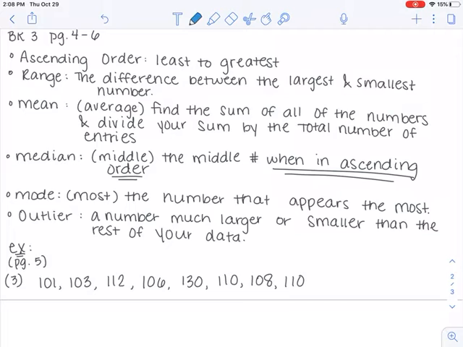The range is the difference between the largest and the smallest number. So you're going to take the biggest number and subtract the smaller number from it.